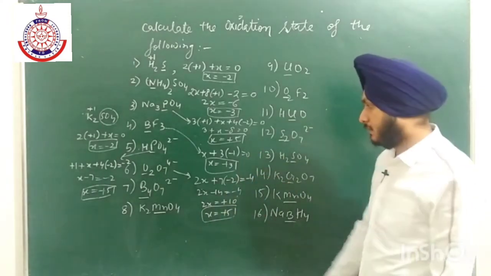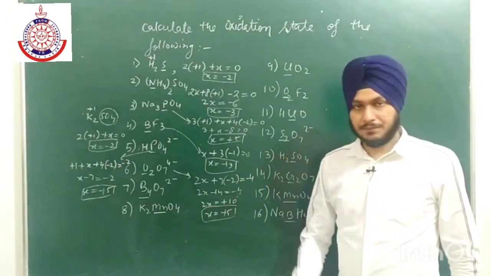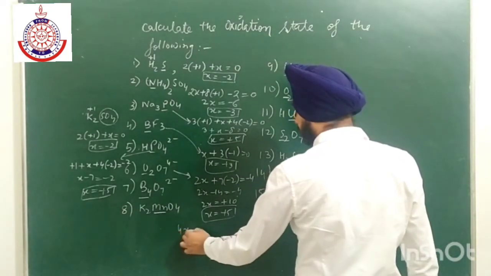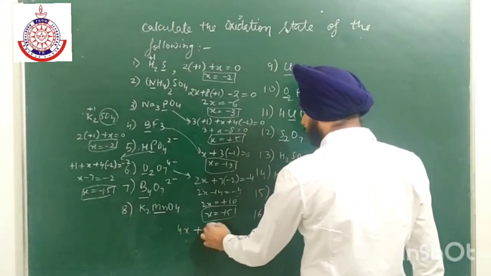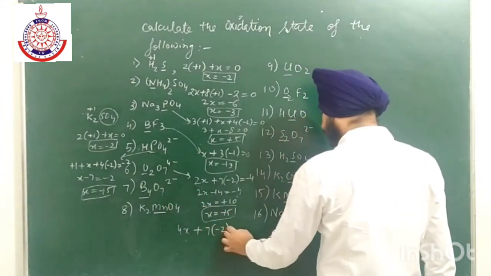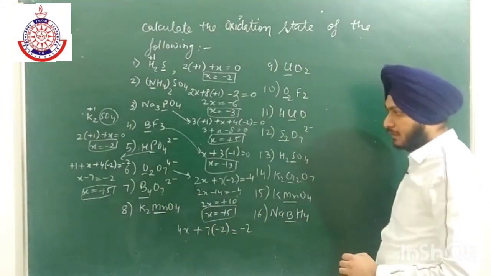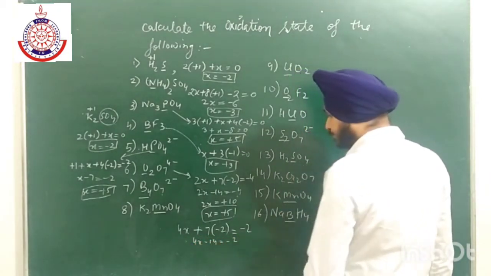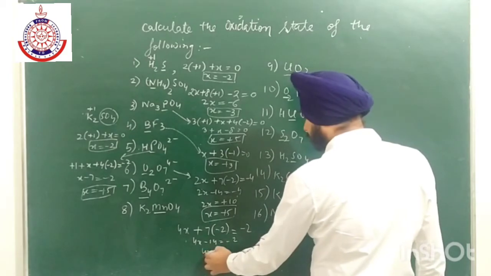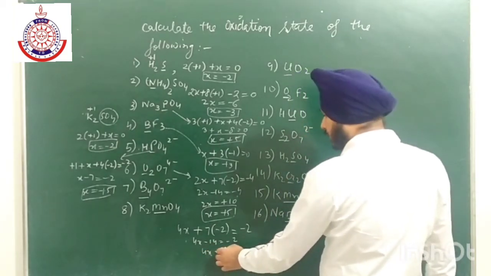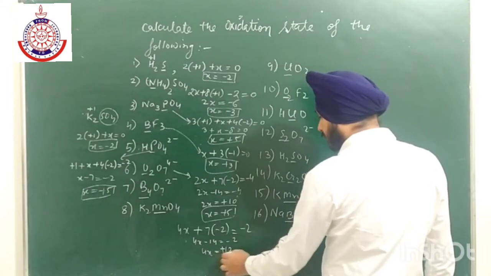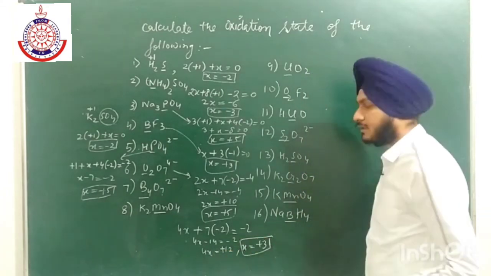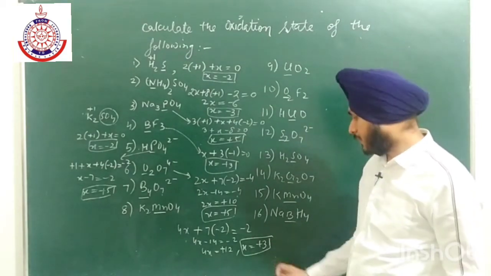As simple as that. Okay, is it clear now? Now the seventh one, B. So take the oxidation state as X. So 4 into X plus 7 into the oxidation number of oxygen, which is -2, is equal to the total charge on the complex. So 4x minus 14 is equal to -2, and then 4x is equal to 12, and x is equal to +3. Okay, so the oxidation number of boron comes out to be +3.